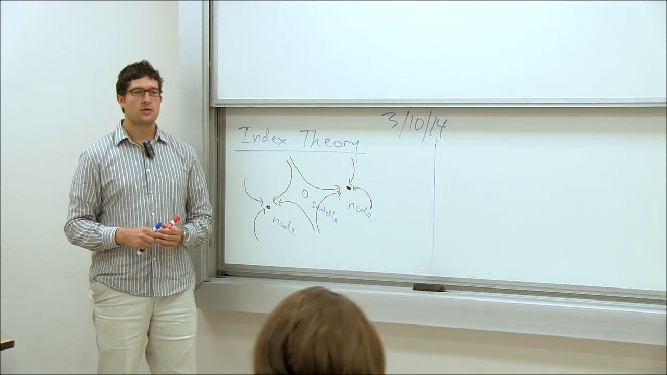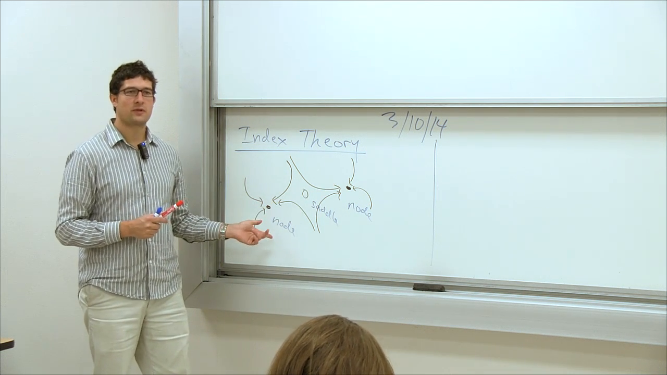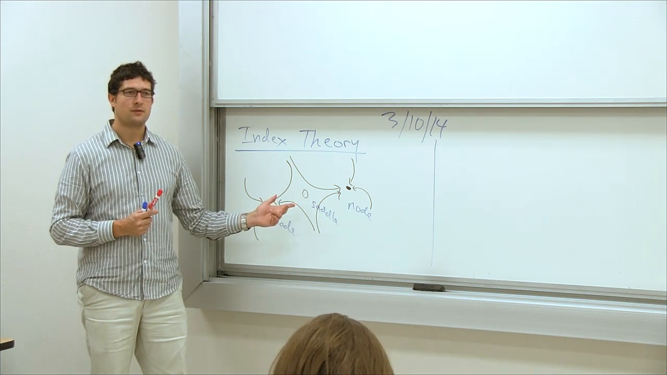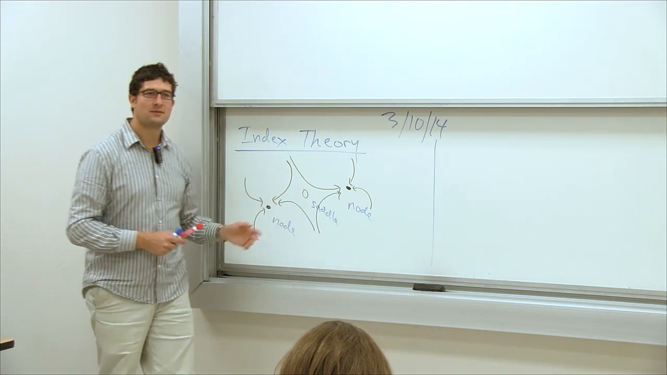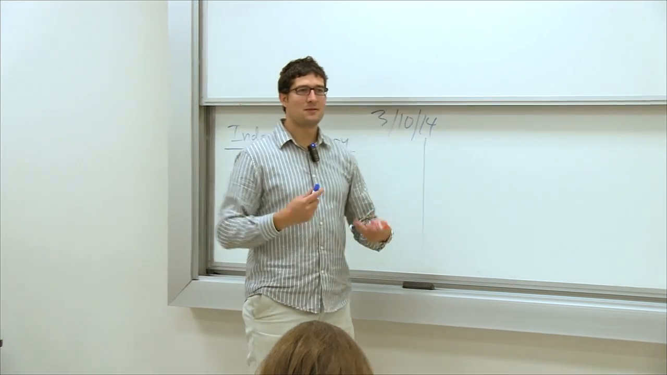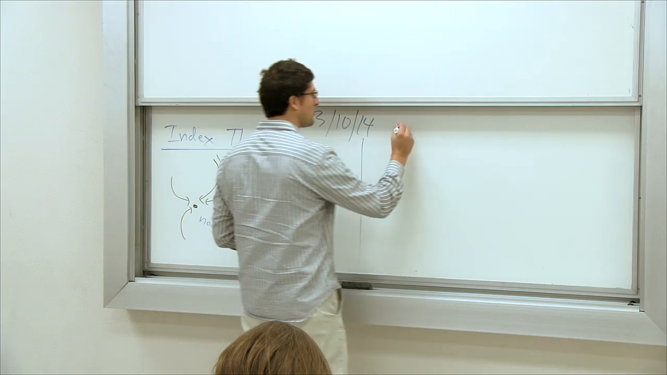So you can ask yourself the question, is there a dynamical system that, let's say, only has nodes, for example, or only saddles without any nodes? Do they always have to come in groups like that? Why is it that it seems to be two nodes and one saddle, for example? So in general, question.